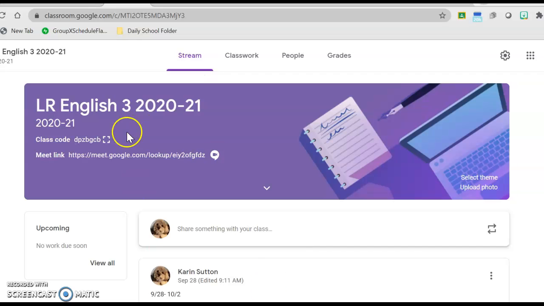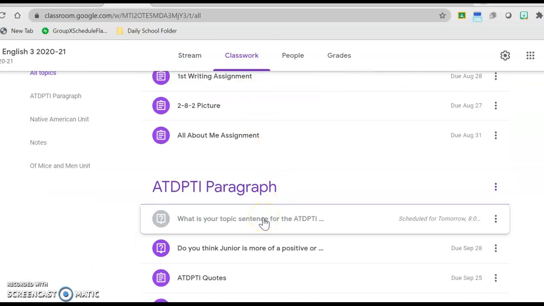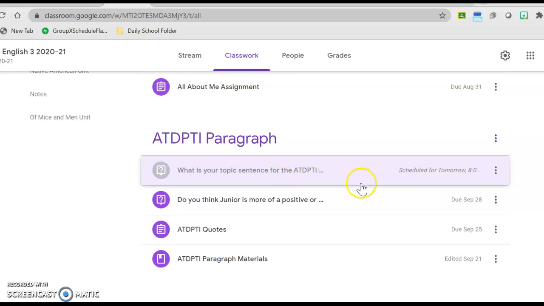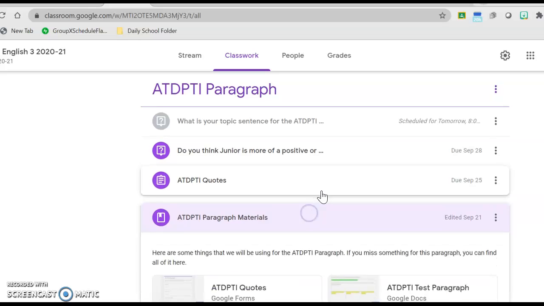First of all, if you go into Google Classroom and go under classwork, I have posted a question for you, and it is, what is your topic sentence for the paragraph? Now, hopefully you guys remember what a topic sentence is. If not, I'm going to show you right now.